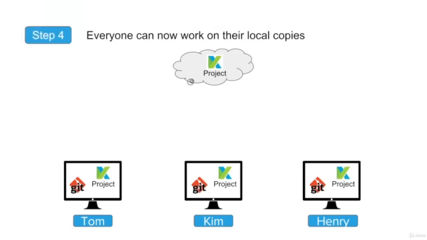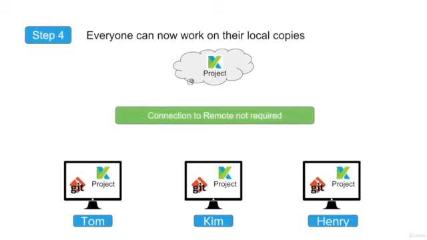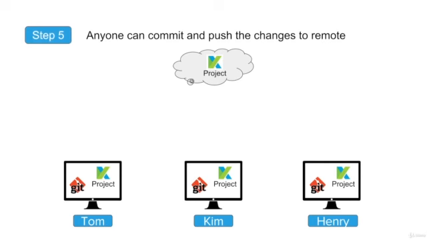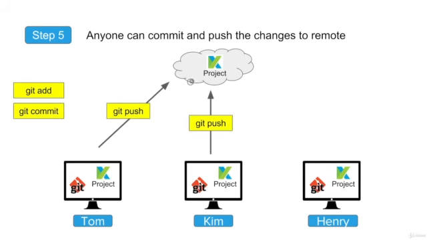And now step 4 will be everyone can now work on their local copies. And the good thing about Git is while working on the local copies, they do not need to stay connected to the remote repository. Even if they do not have an internet connection, they can still work on their local machines, and a network connection will be required only at the time of cloning, pulling or pushing of the project. So step 5 will be after they are done with their changes, they can push their changes back to the remote repository. So they will do a git add, git commit, and finally a git push and add their changes to the remote repository.